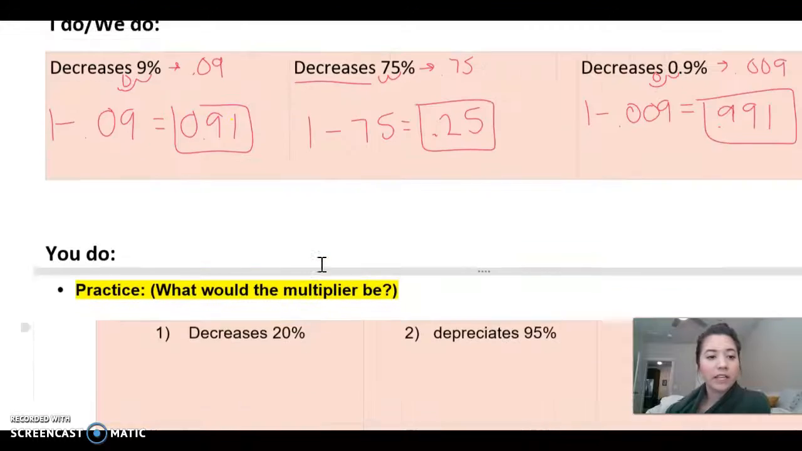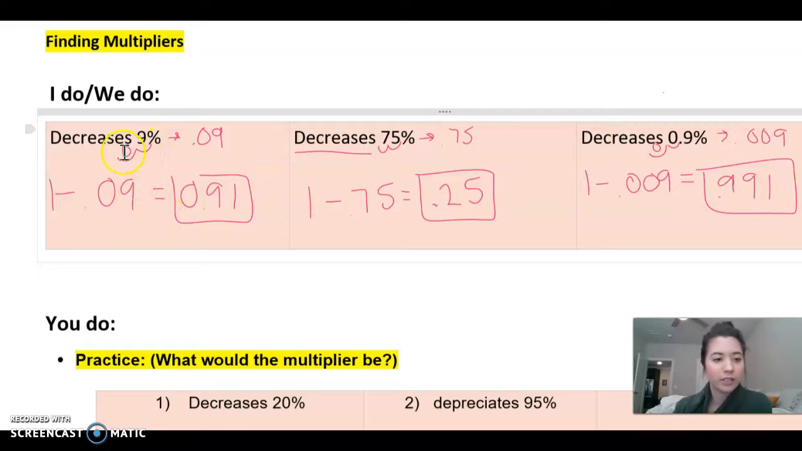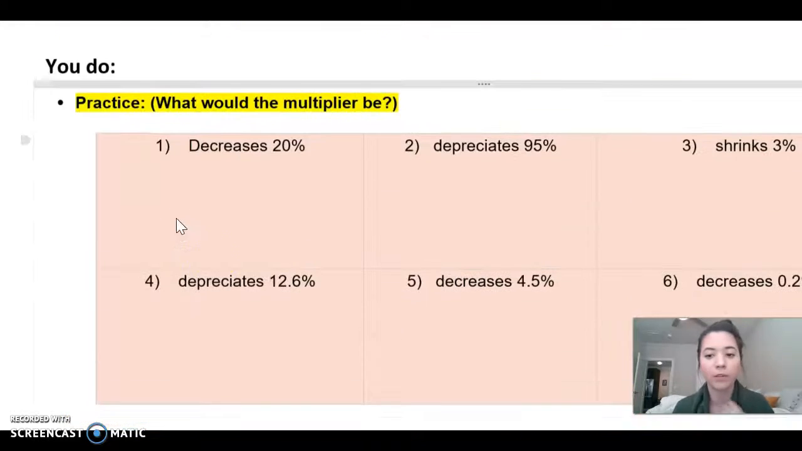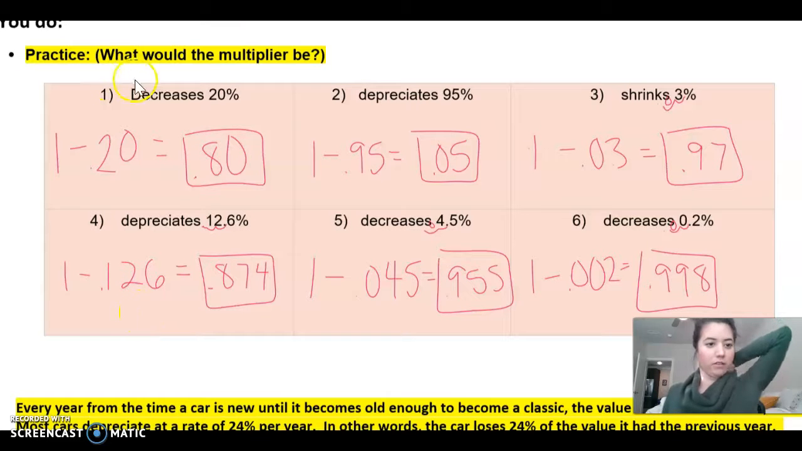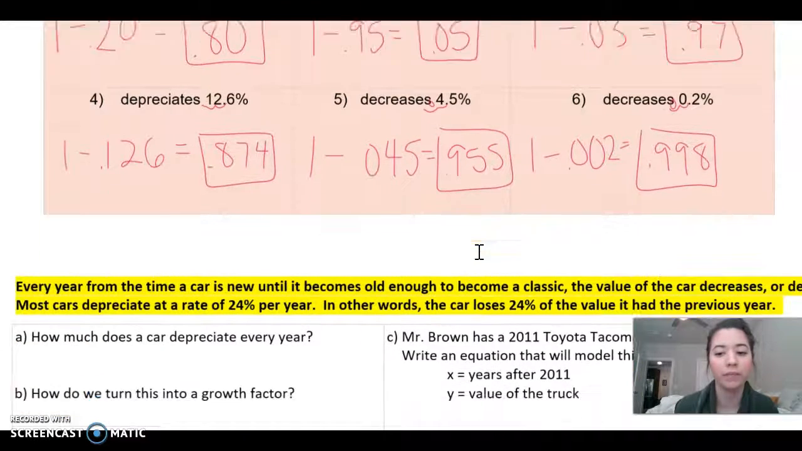So go ahead and try these 6. You're changing it into a decimal, 1 minus your rate as a decimal to get your multiplier, and then come back when you're ready. All right, so there are your answers. Give yourself some stars if you got them right. So again, move that decimal place twice. 0.2. 1 minus 0.2 is 0.8. 1 minus 0.95 is 0.05. And so on. If you need longer to look at these, go ahead and pause me to fix your answers or check out how you did.